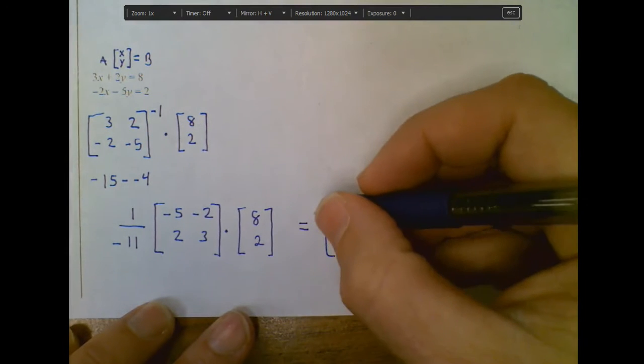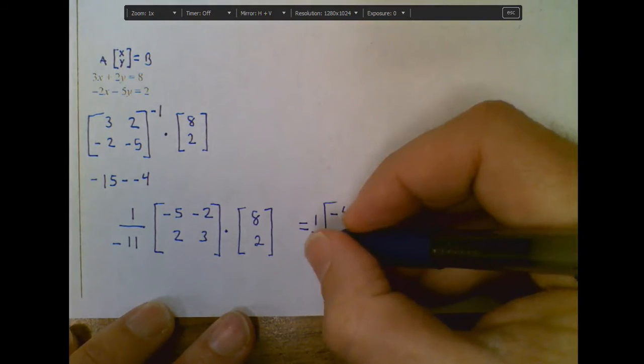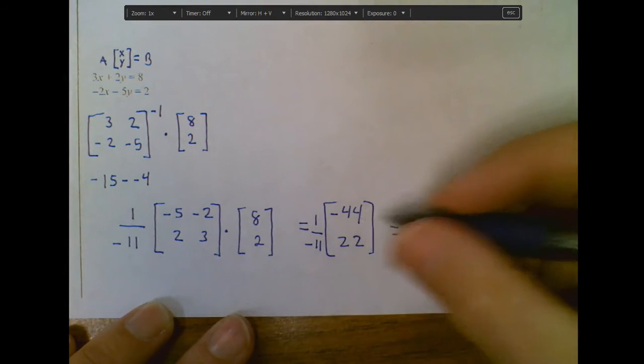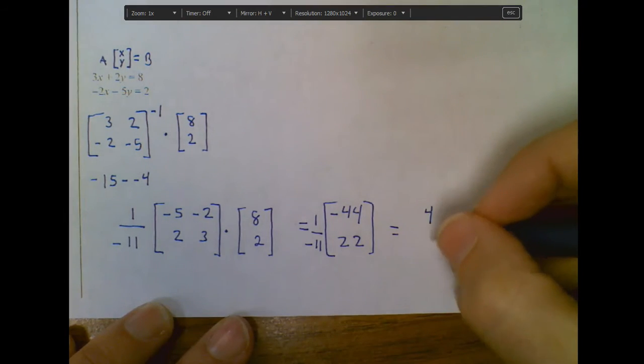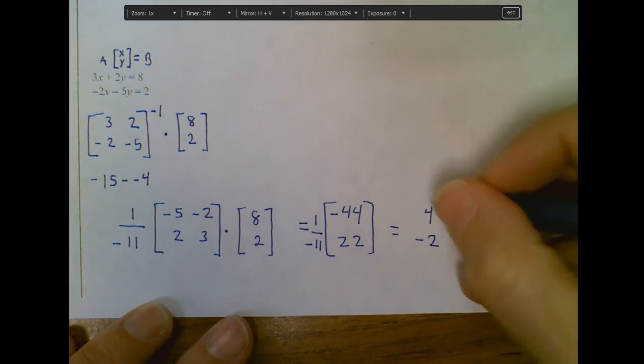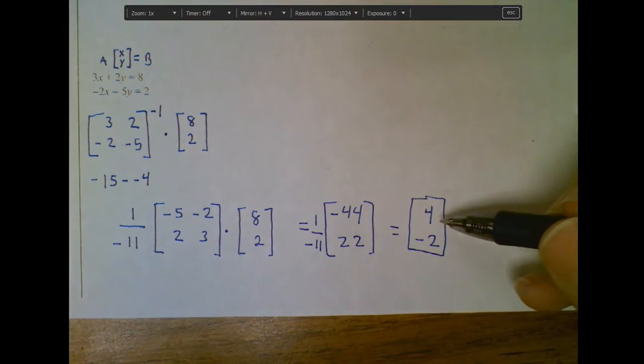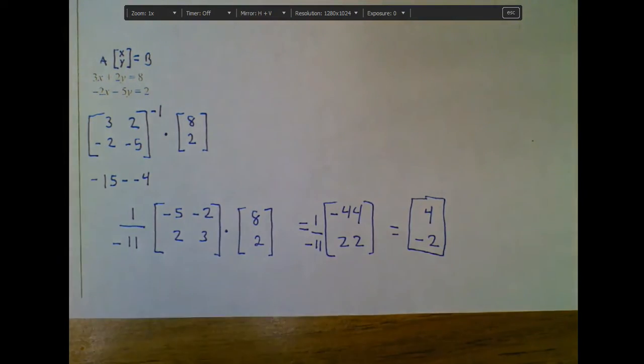Now I'm going to bring in my fraction, and if I distribute that, top guy would just become 4, bottom guy would just become -2, and that's my solutions. That's our solution matrix. So the top one is always going to be your x, and the bottom one is always going to be your y.